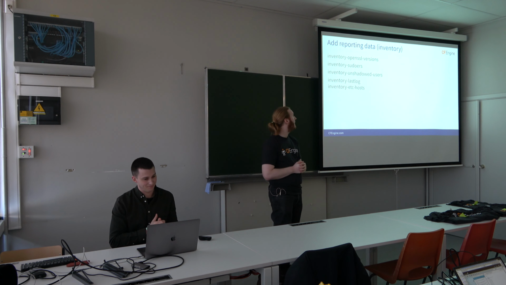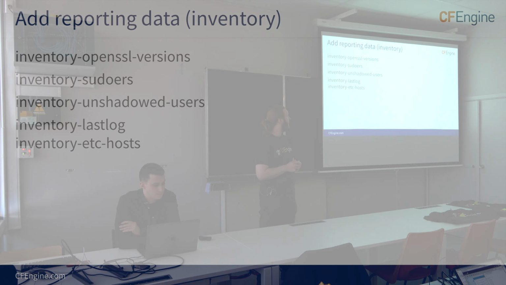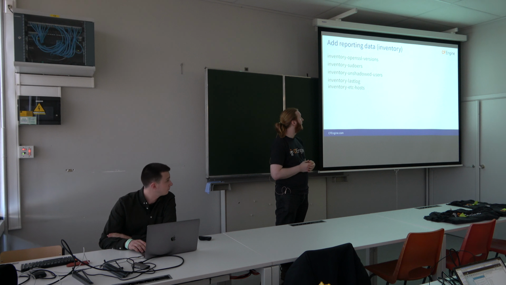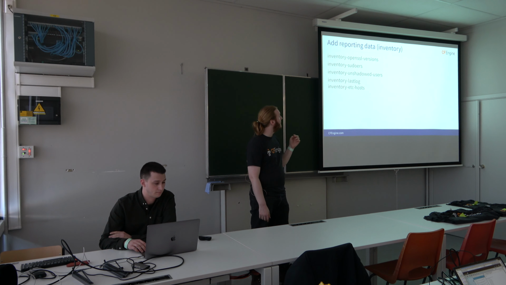More modules. Inventory modules add reporting data, so they define variables in the agent, such as the OpenSSL versions that it found, people who have sudo access, unshadowed users in etc password, last log information of when somebody logged in last, or information from etc host. And those are variables. You can print them on the command line or print them out to files. And in enterprise, you can obviously see them in the GUI.